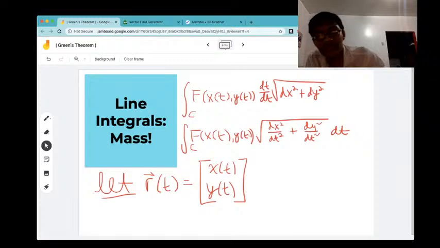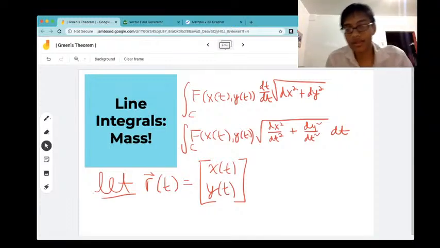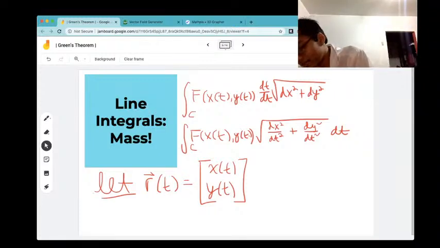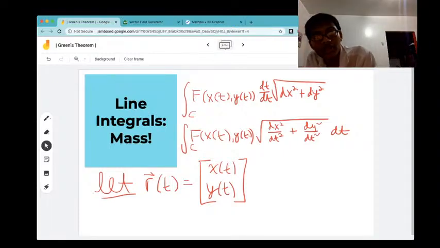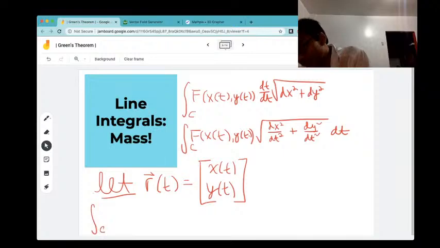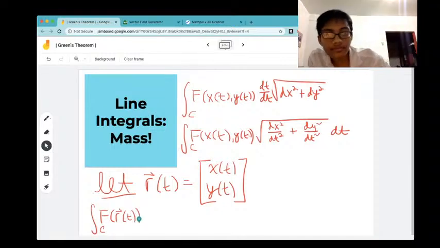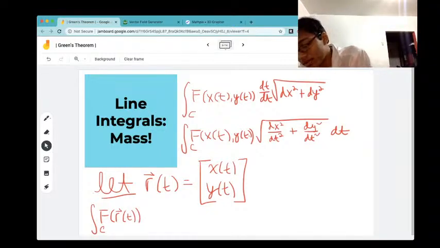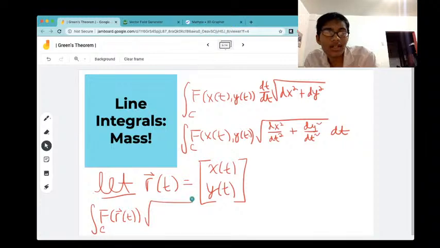So now that I've defined r of t as such, what I'm going to do is just simplify that, right? So I'll have the line integral along that curve of f of r of t, r being a position vector, and then I'll just have root, what is that, dx dt squared. Well, another way I can possibly write that is using the divergence formula, right? dx dt squared. That's an interesting dilemma. How do you handle that radicand?